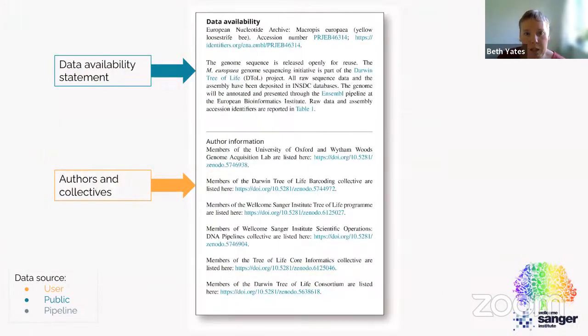We have a data availability statement. All of the data that we produce is publicly available and anyone can use it. And we try to give a complete list of authors and collectives, and within the collectives, you can find out who was involved in the sequencing, so that everyone involved is fully credited.